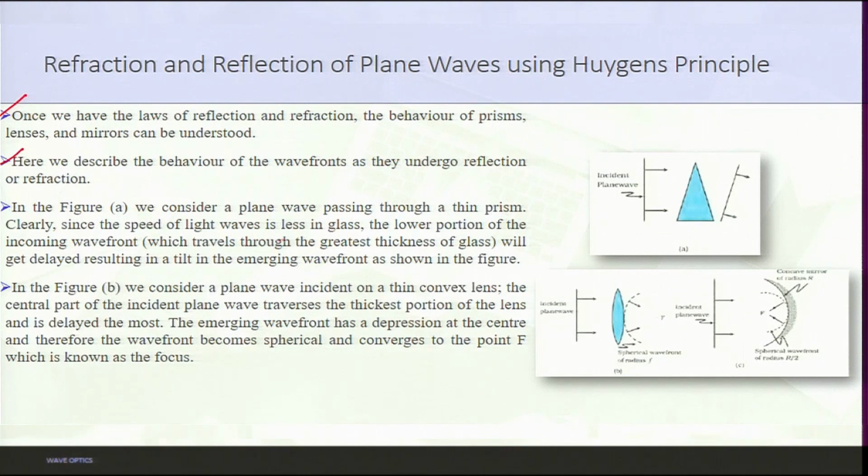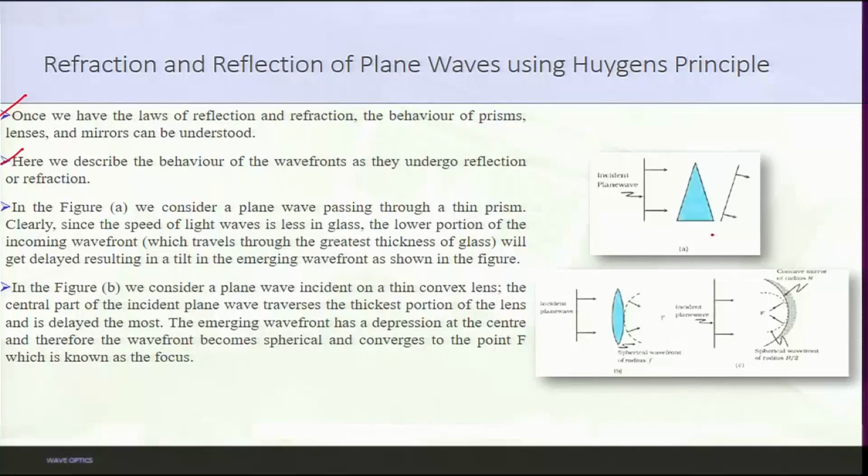Clearly, since the speed of light waves is less in glass, quite evident, as you also understood in the last two lectures, that v2 is less than v1 if the incident is in air and the refraction is in water, the lower portion of the incoming wavefront, which travels through the greatest thickness, will get delayed. Quite evident that the thickness is higher here and lower here. So, if the propagation can be shown by my hand, let this be the wave front. It comes, then it keeps on tilting, and finally, when it reaches here, it goes in this direction. This is the complete time lapse of the wavefront.